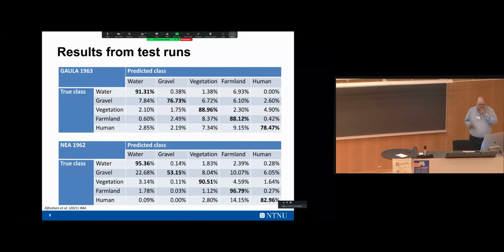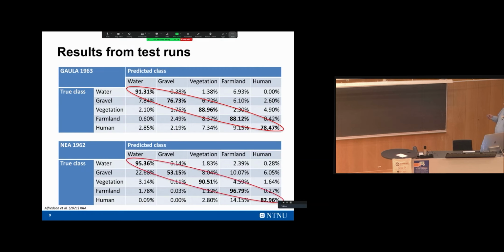We have the confusion matrices from the test runs for some trials. And you can see that on the diagonal, you have the correct predictions. And you can see that it's quite OK. We see the same for Nea. Here it is also quite OK, except for gravel, where the network has a big error, predicting that what should be gravel is actually predicted as water. And this had something to do with the image quality and shine on riffles. It shows that not all black and white images are similar.